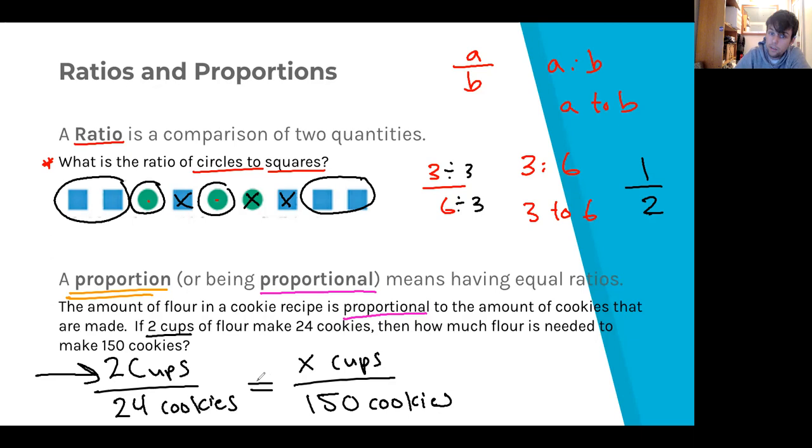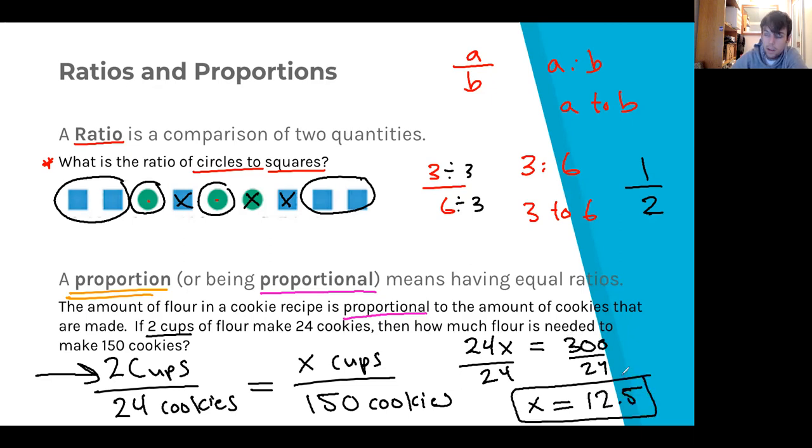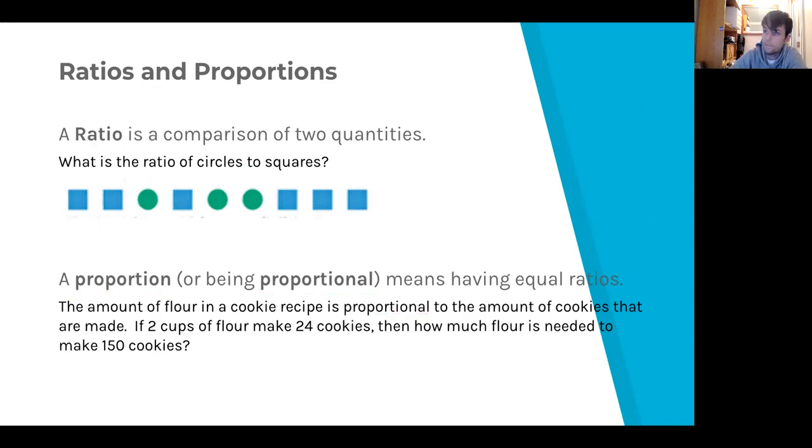Anyway, let's go ahead and solve this proportion. I'm going to ignore the words here. I'm going to solve it by cross multiplying. I have 24 times x equals 2 times 150, which is 300, and then I divide by 24. So I end up getting x is equal to 300 divided by 24, which is 12.5, or 12.5 cups of flour is needed to make 150 cookies. All right.